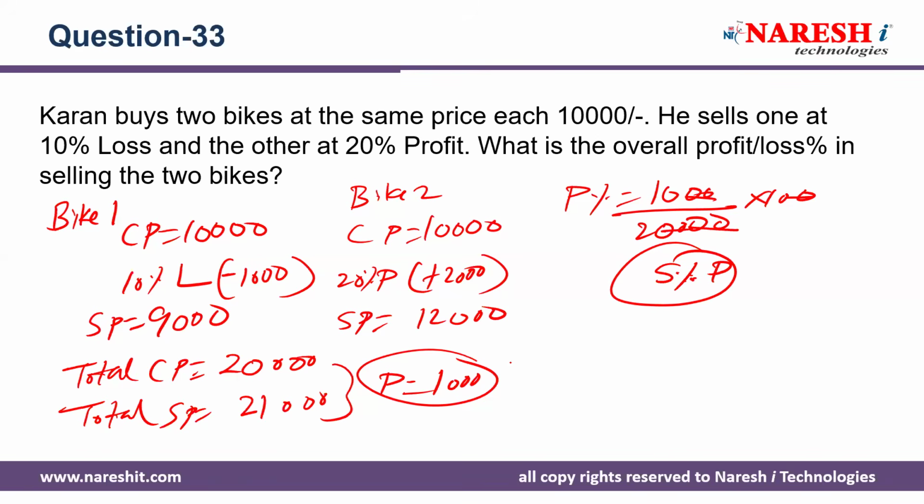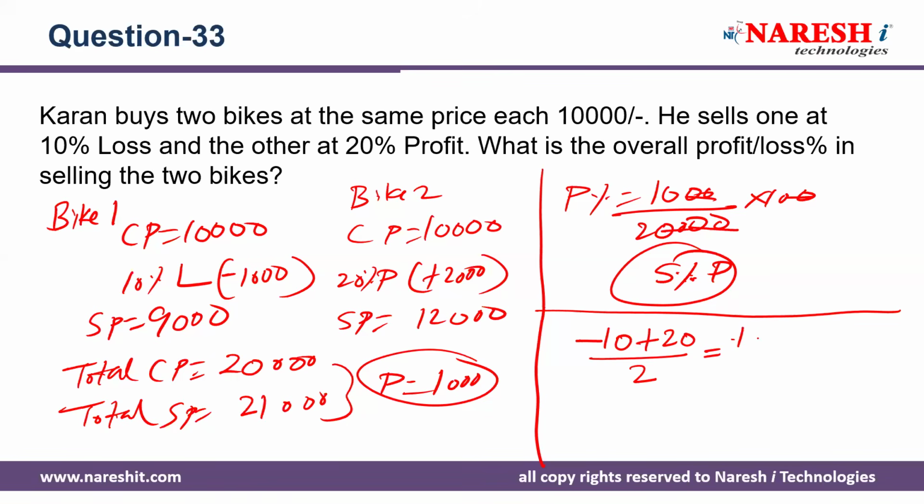Now, to avoid this lengthy process, how can we do it in a simple method? First bike 10% loss, write minus 10. Second bike 20% profit, write plus 20. Divide by the number of products, two bikes, 2. Plus 10 by 2, plus 5. Plus 5 means 5% profit. Direct answer without even touching the cost price values.